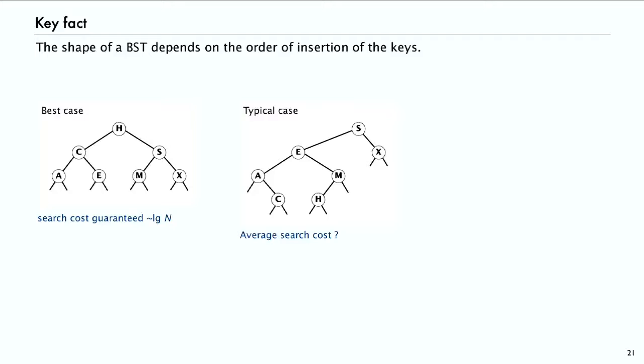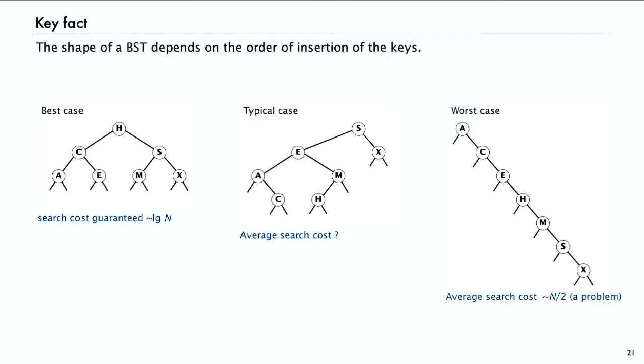A typical case is more like the one that I showed for the example, where there's some nodes on either side for most subtrees, but it's not perfectly balanced. That's the one that we want to analyze, and we'll get to that in a minute. And there's also the worst case. Say the keys come in order. If the keys come in order, then it's not very good performance because the average cost of searching for a key in the tree is going to be about n over 2, and that's going to be a performance problem.